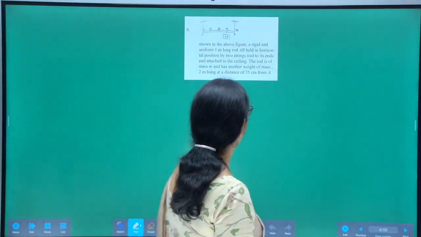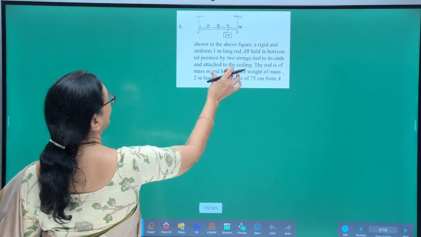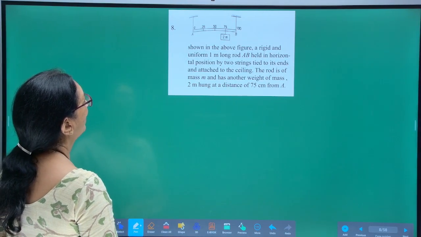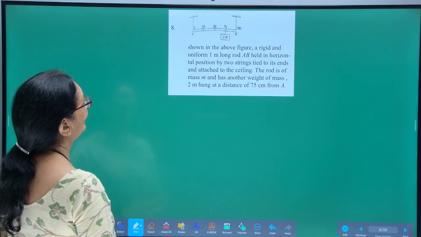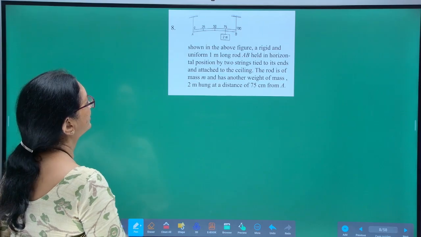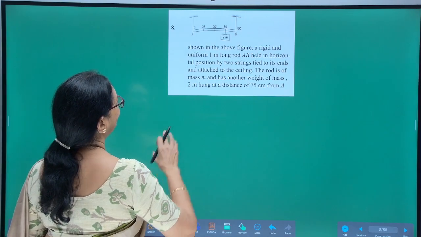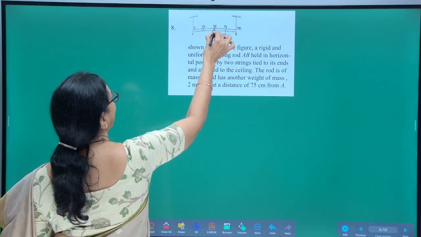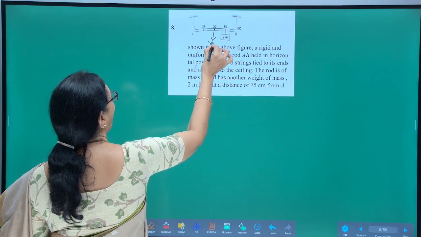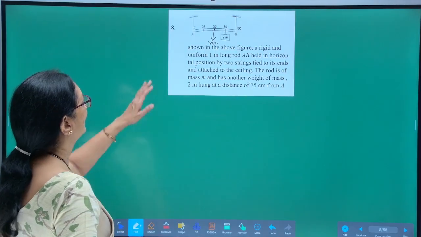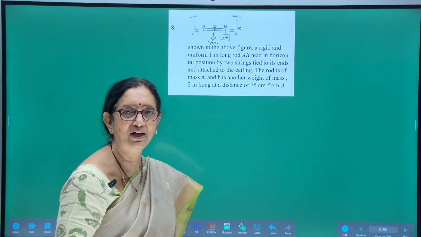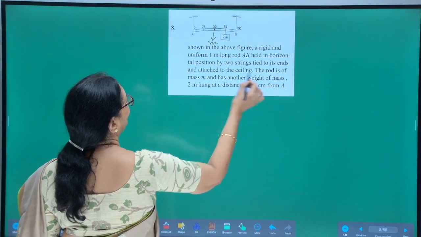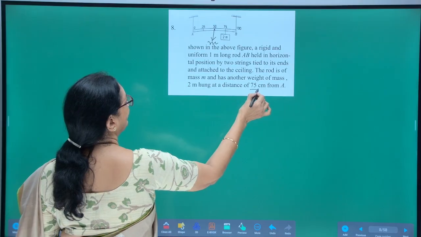Now, next one. Look here, shown in the above figure, a rigid body and a uniform rod AB of 1 meter length is held in horizontal position by 2 strings tied to its ends and attached to the ceiling. The rod is of mass m. As it is a uniform rod, its mass will be concentrated at its center. Because it is a 100 centimeters long rod, its mass is concentrated at 50. The rod is of mass m and has another weight of mass 2m hung at 75 centimeters.